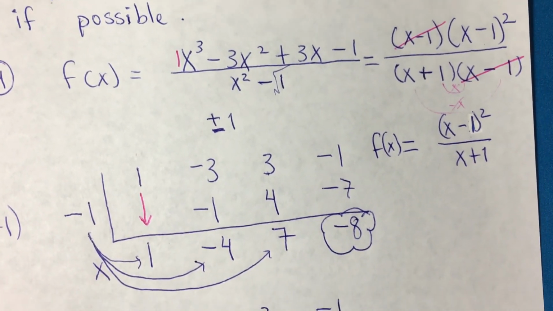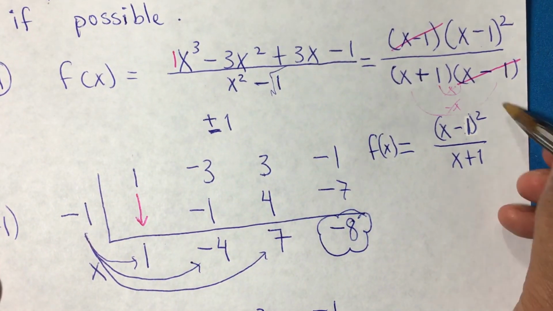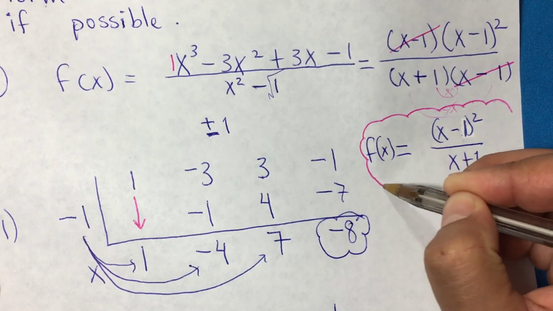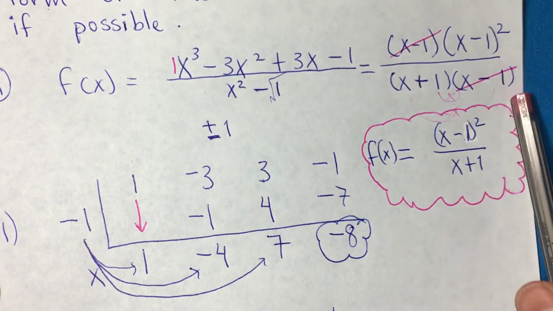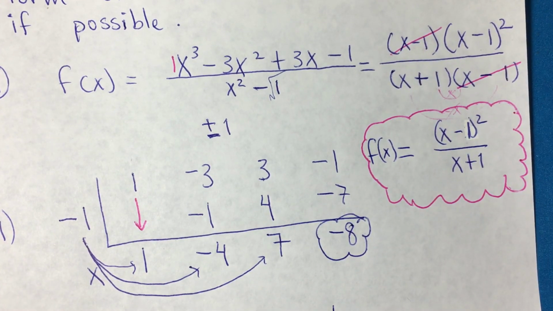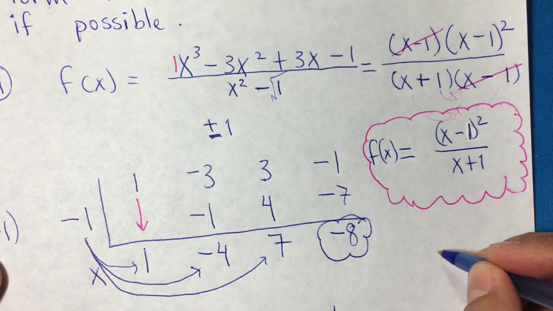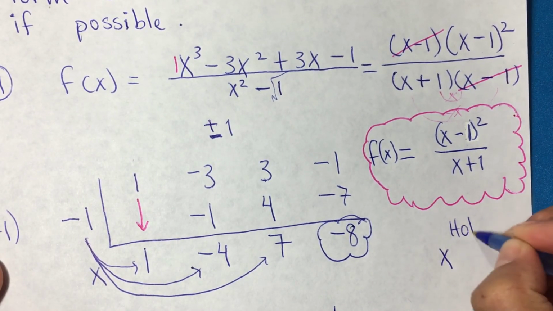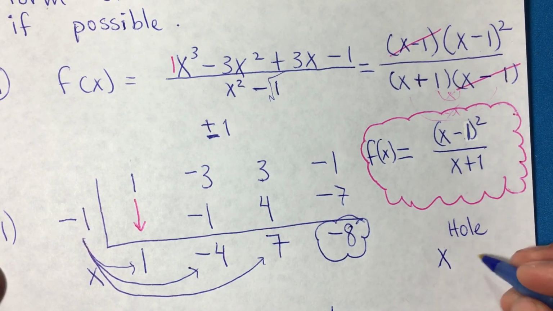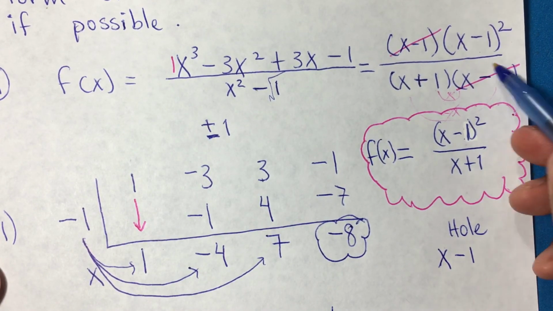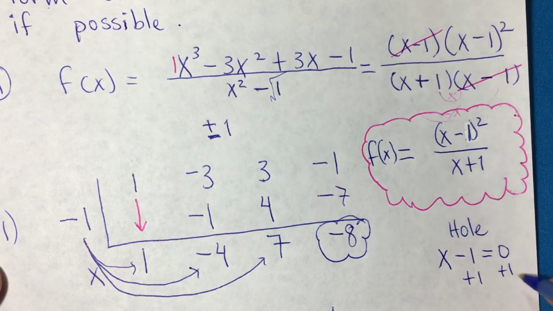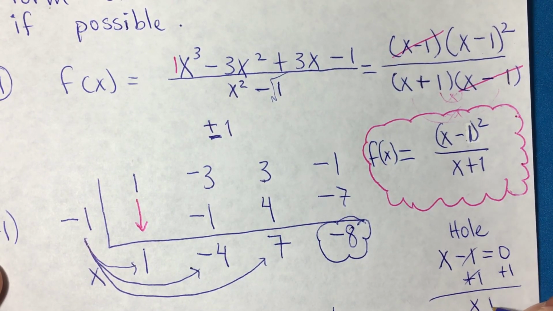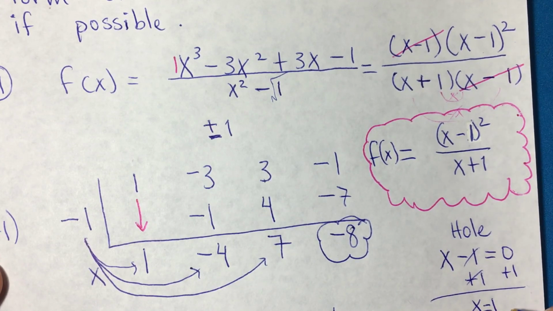The only other thing that we need to do, so this is what we're looking for, but the other thing that we need to do is to find that removable discontinuity, or that hole in the graph. So the hole created by the discontinuity is x minus 1, whatever we cancel, equal it to 0, cancel by adding 1, x is equals to 0 plus 1 is 1.